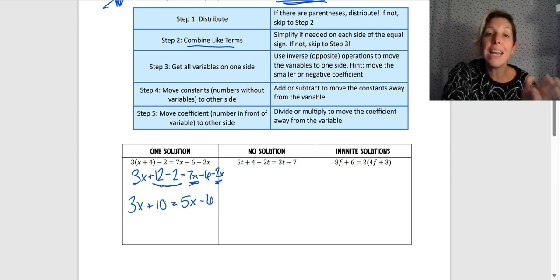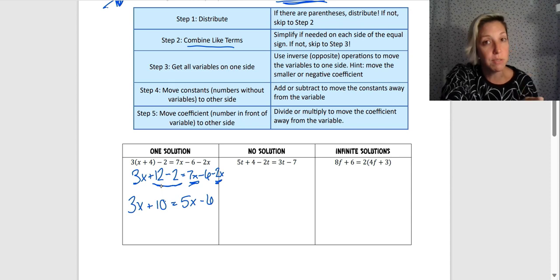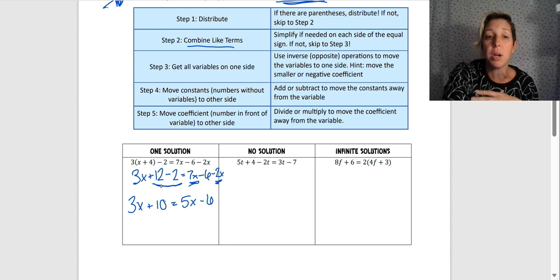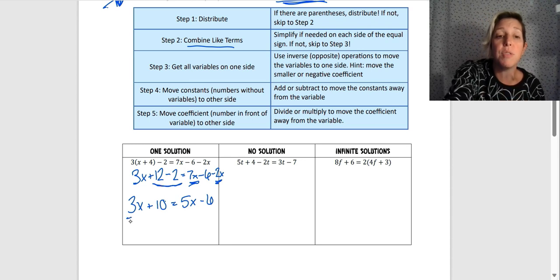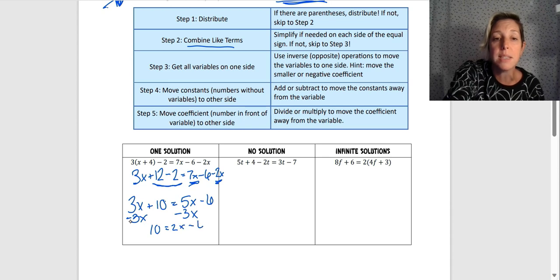Step 3, get all the variables on one side. My hint that I gave you here was you use inverse operations, and I always move the smaller coefficient, the smaller number. So for this problem, I'm going to move the 3x. So subtract 3x from each side. That's going to give me 10 is equal to 2x minus 6.